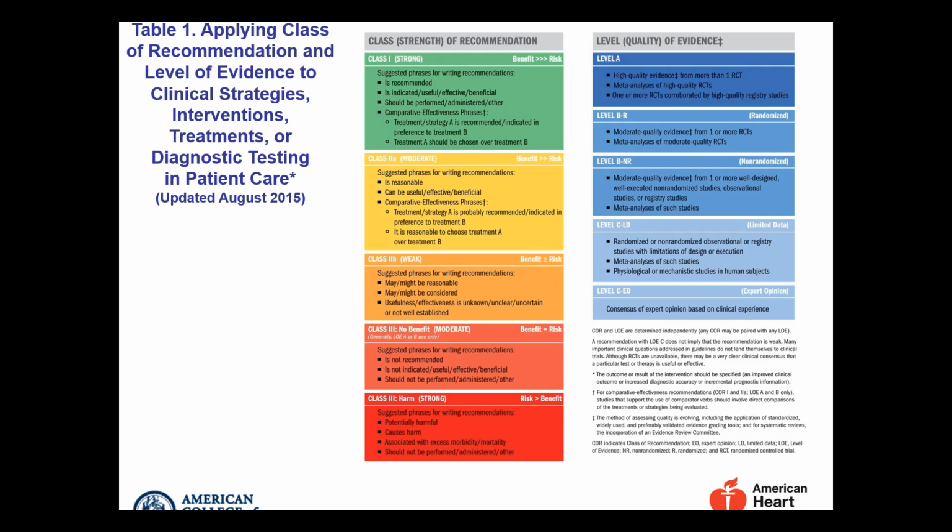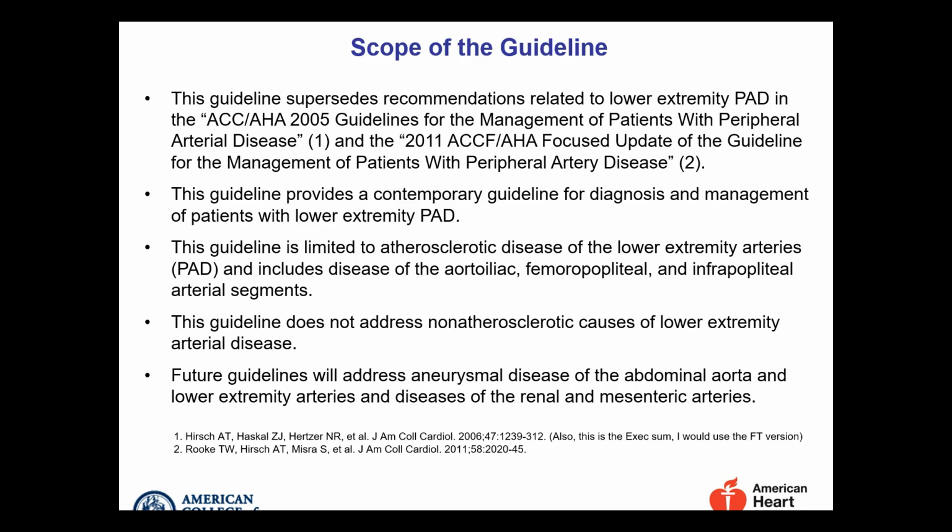So you can always look back at the screen after you print out your slides. But class 1 is strong evidence, and level A is your best studies, the randomized controlled trial studies from more than one. Level BR is your moderate evidence from one or more randomized controlled trials. BNR is moderate evidence, and then you start getting down to more observational studies, meta-analyses, and more of like clinical experience. Okay, so just so you have an idea. And then class 1, 2, 2B, 3, and 3 harm is down here. We're talking about risk versus benefit. Is the benefit greater than the risk or the opposite?